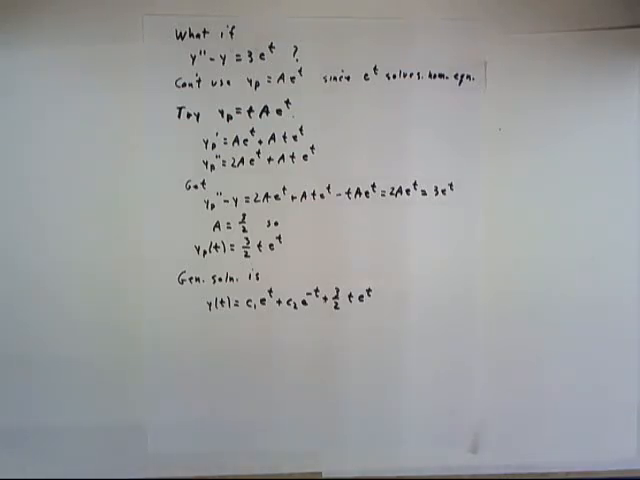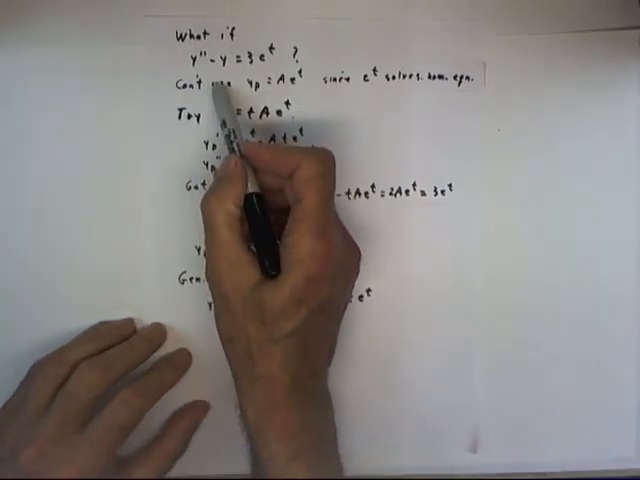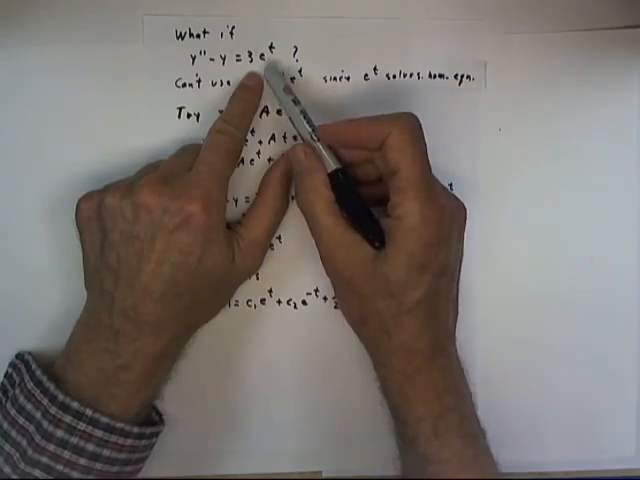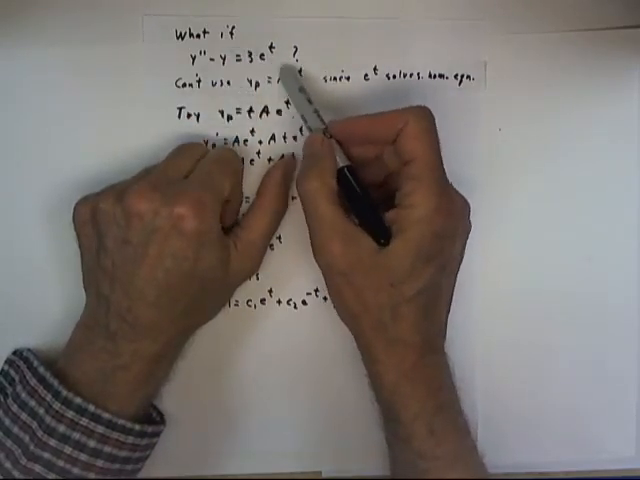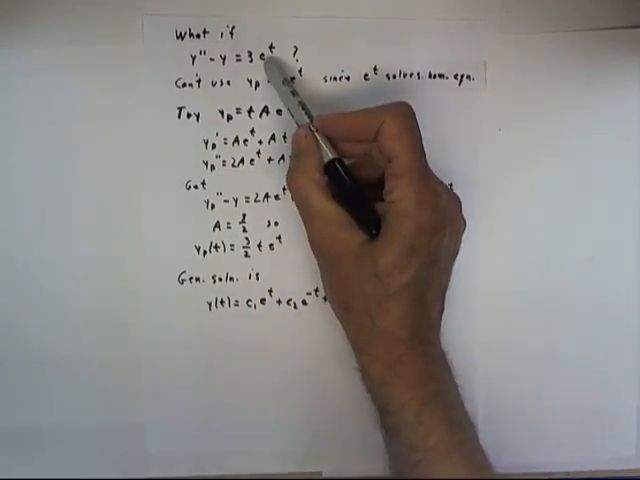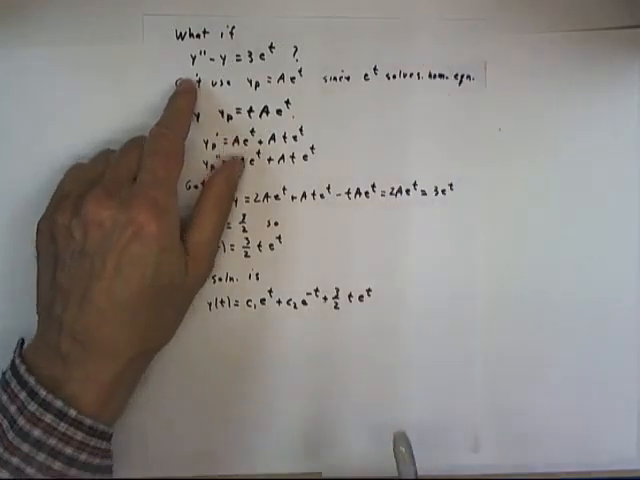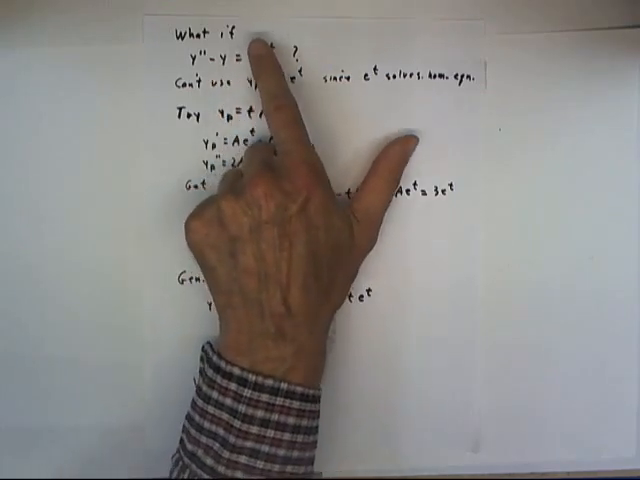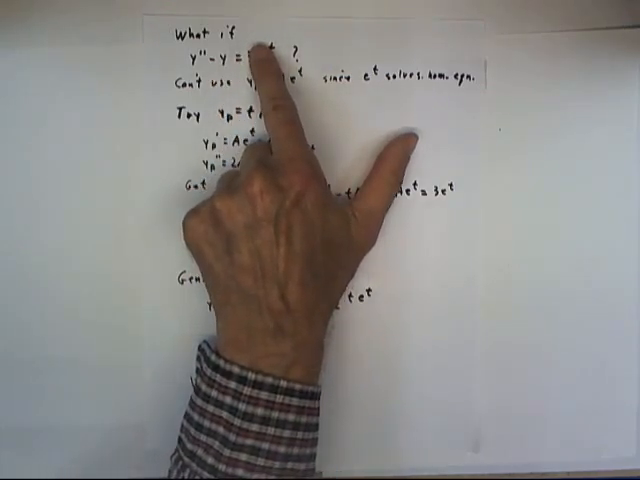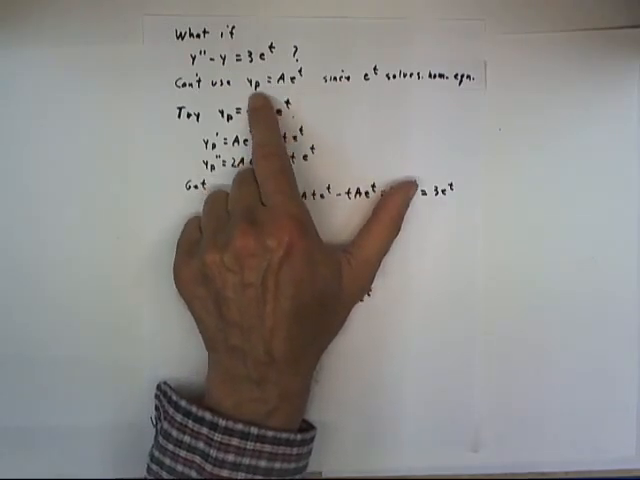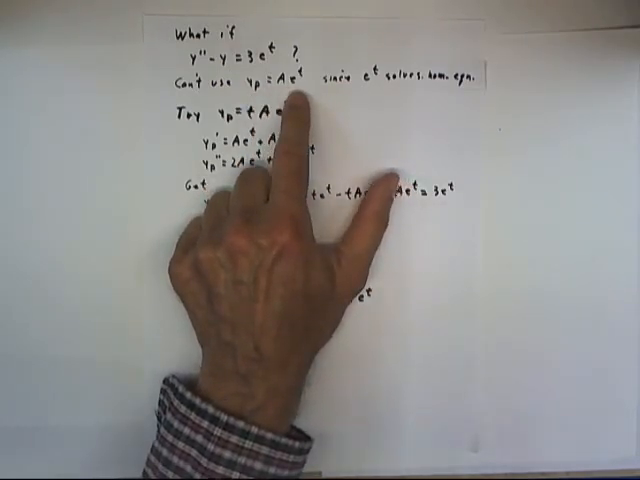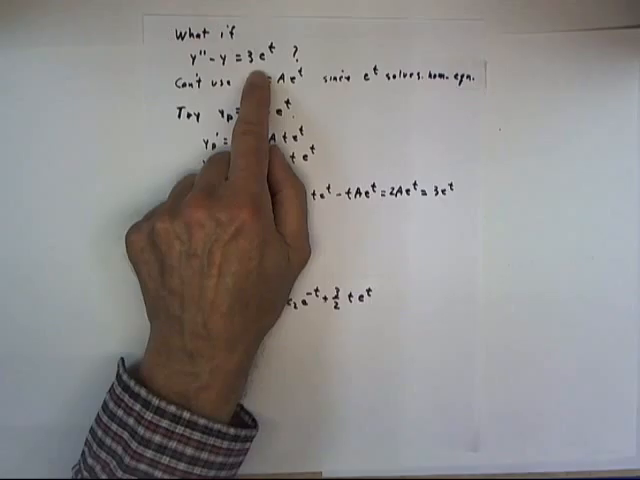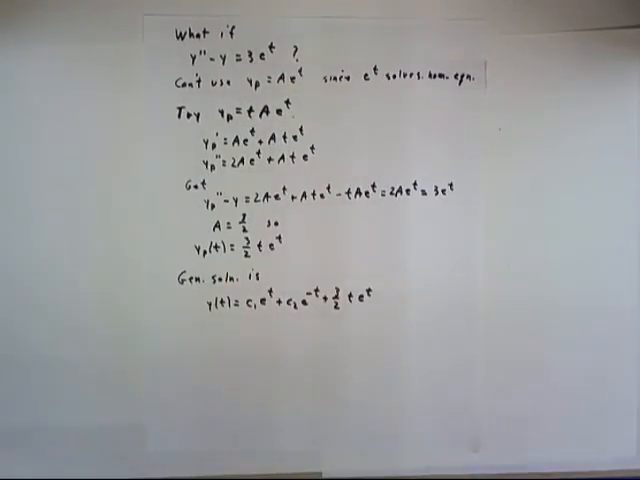Next equation we want to consider is y double prime minus y equals 3e to the t. This has the property that e to the t is a solution to the homogeneous equation. If we plug in e to the t over here, well, we've seen that e to the t is a solution to the homogeneous equation, that if we plug in y equals e to the t, we're going to get 0. So we can't use a particular solution of the form a e to the t. If we do, the left-hand side is going to be 0, the right-hand side is going to be 3e to the t, and we're not going to have a solution.